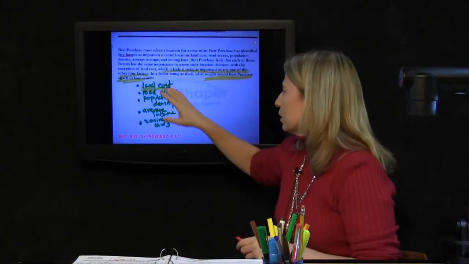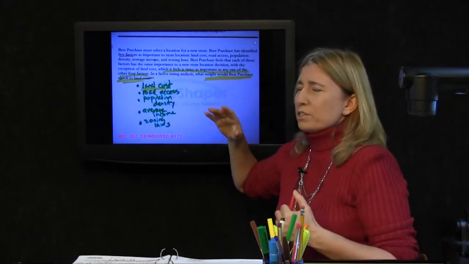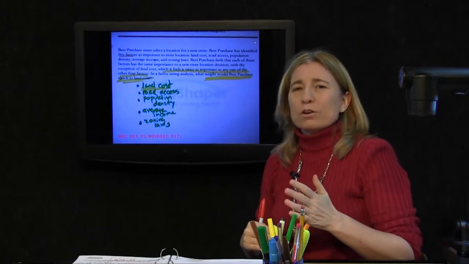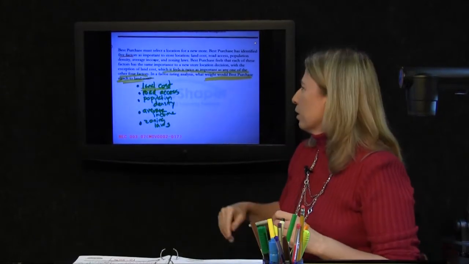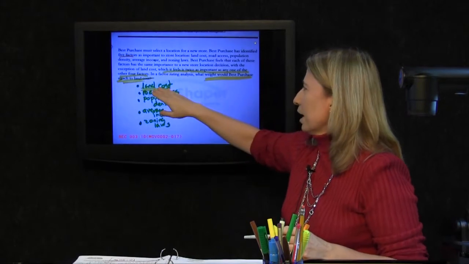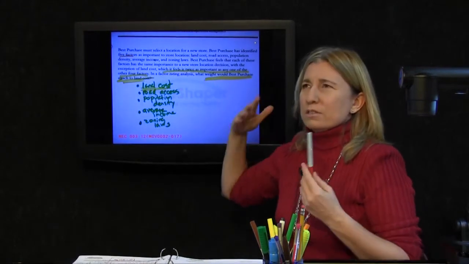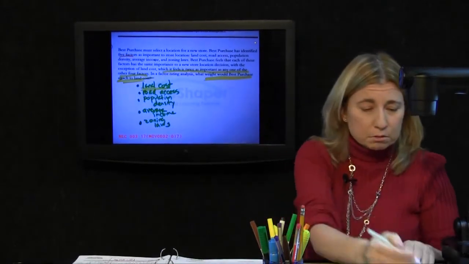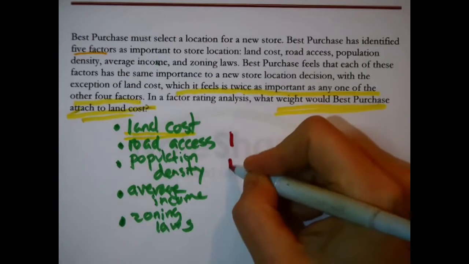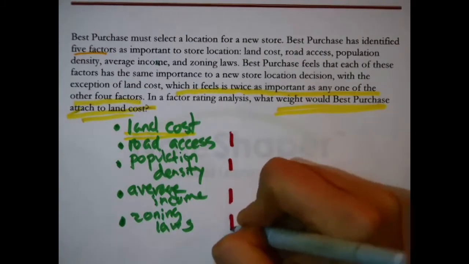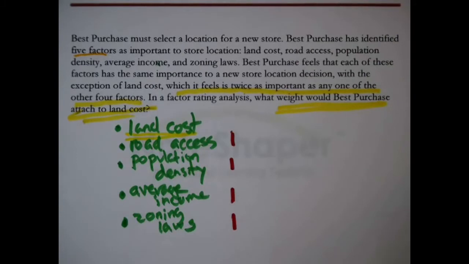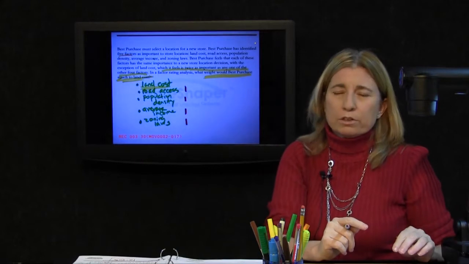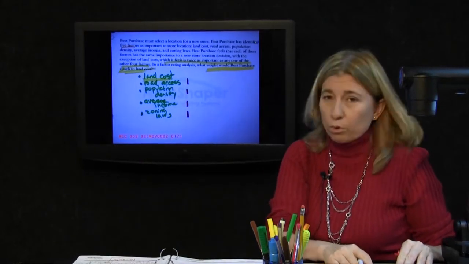All right, you have a list of things. Look for essentially the lowest common denominator, right? The factor or factors that are the least important. Well, you said these are all equal, and then land cost is twice as important. So that means the lowest common denominator is all these others. Temporarily assign them a value of 1. Okay, this is not the finished weight. We're just marking that these were the least important things overall. Still important to Best Purchase.